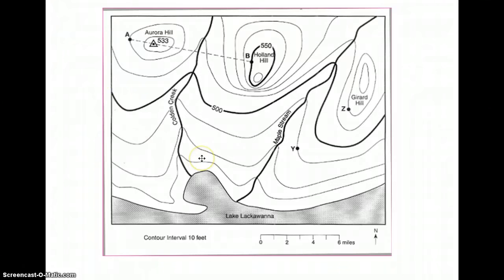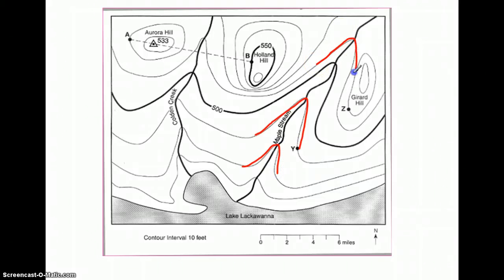Right, we have a couple of streams on this map. Let's start with Maple Stream over here. So let's use the contour lines. Let's look for the V's. So I can see a V here. I can see a V here. I even see one way up here.